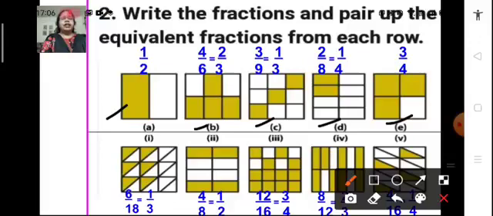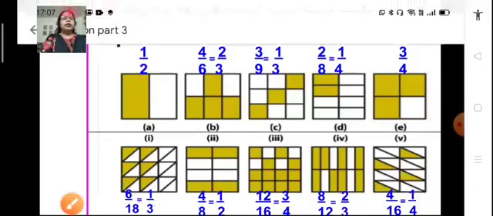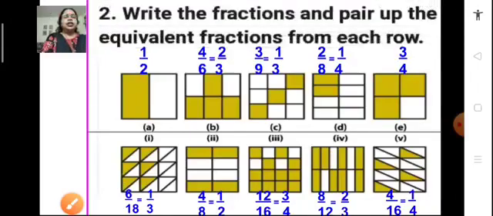Now let's find out the fractions in the lower row. Here in this one, 6 out of 18 shaded, that means 6 upon 18, which is equal to 1 upon 3. Here in the second one, 4 out of 8, 4 upon 8, which is equal to half or 1 upon 2. And 12 upon 16 is equal to 3 upon 4. Then 8 out of 12 shaded means 8 upon 12, which is equal to 2 upon 3. And the last one, 4 out of 16 shaded, 4 upon 16 is equal to 1 upon 4.